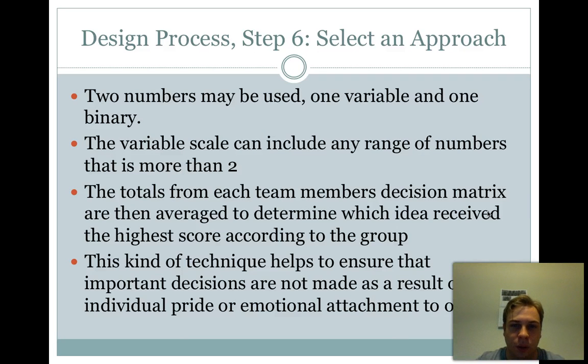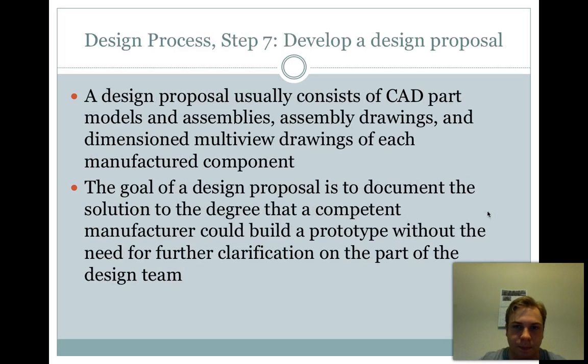Two numbers may be used, one variable and one binary. The variable scale can include any range of numbers that is more than 2. The totals from each team member's decision matrix are then averaged to determine which idea received the highest score according to the group. This kind of technique helps to ensure that important decisions are not made as a result of individual pride or emotional attachment to one idea.